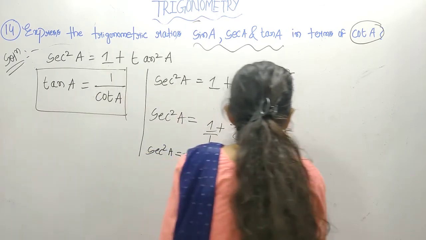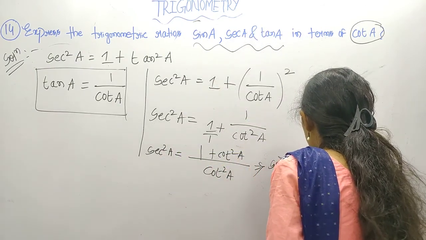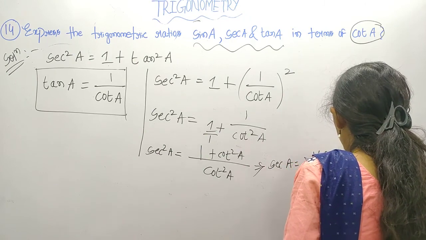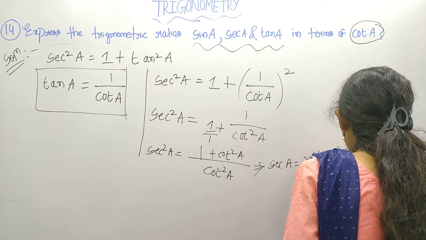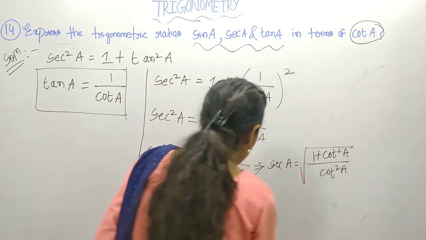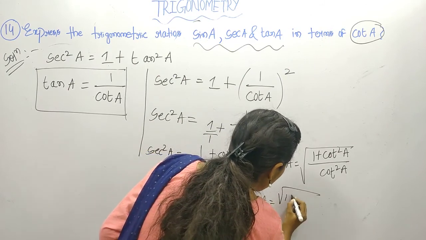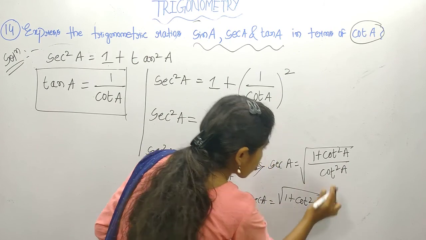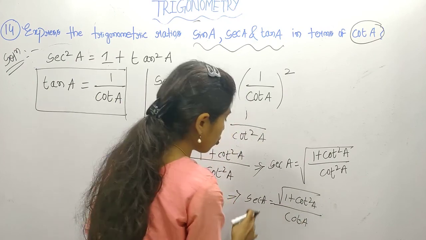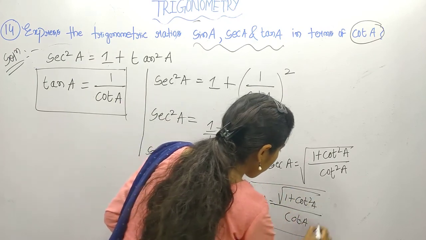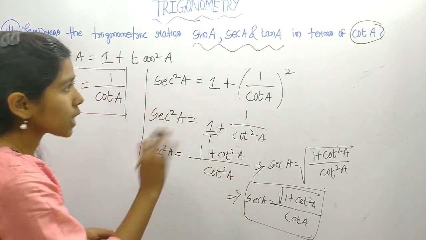That implies, here you see we have to find sec A. Sec square A is there. So sec A equals root of 1 plus cot square A divided by cot square A. That implies sec A equals root 1 plus cot square A, and here square and root will cancel, so it will become cot A. So sec A equals root 1 plus cot square A divided by cot A. Okay, like this we can express.